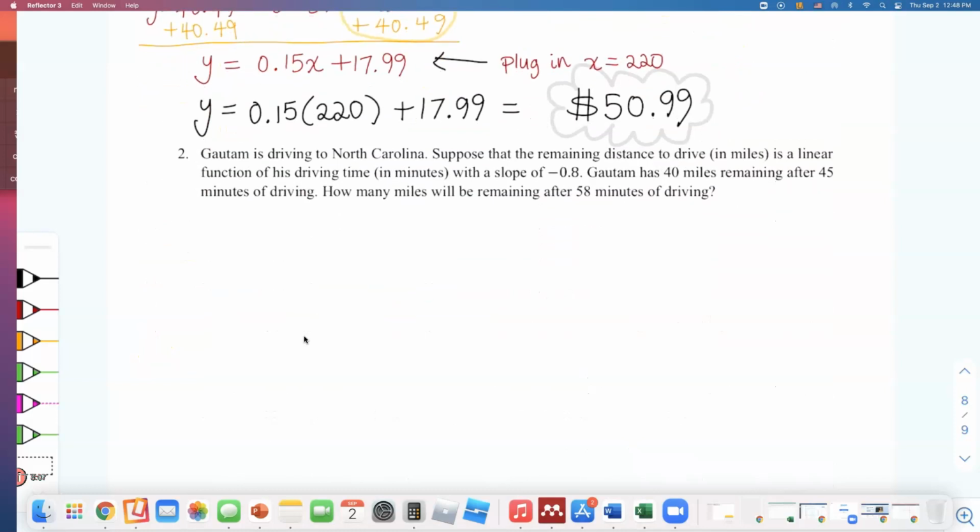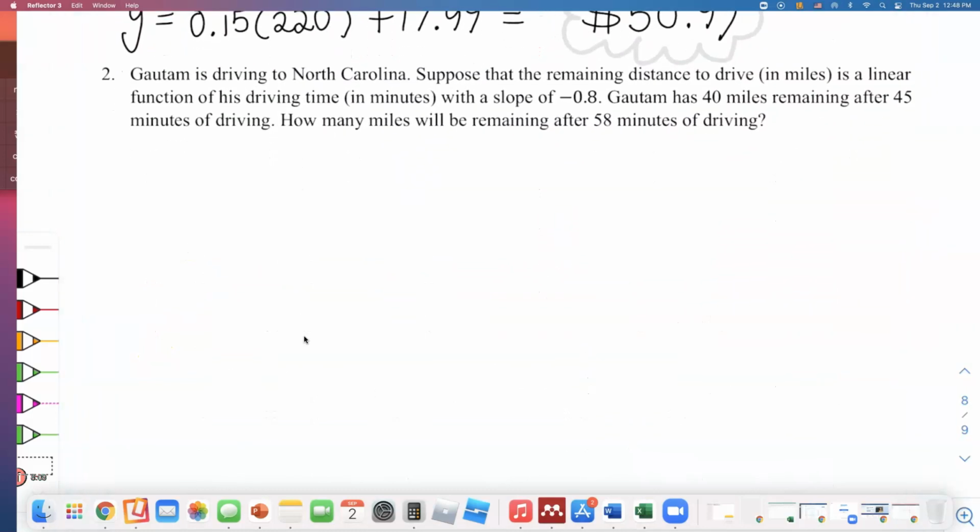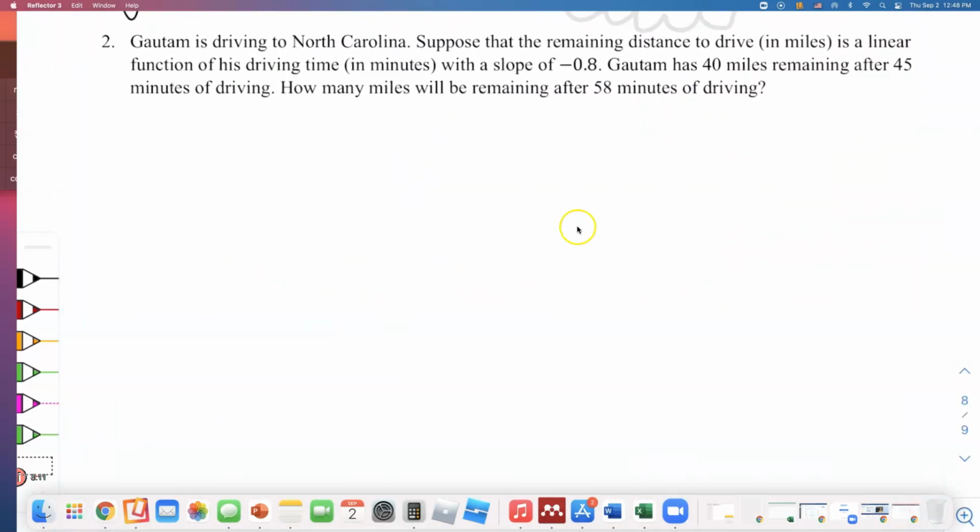All right. Gautam is driving to North Carolina. Suppose the remaining distance to drive is a linear function of his driving time. Now listen, think about this. The more you drive, the less distance remains, right? Like if you drive 1 hour, then you have far to go. But if you drive 5 hours, maybe you're almost there. So that's why the slope is negative 0.8. Okay, the more you drive, the less distance that remains.